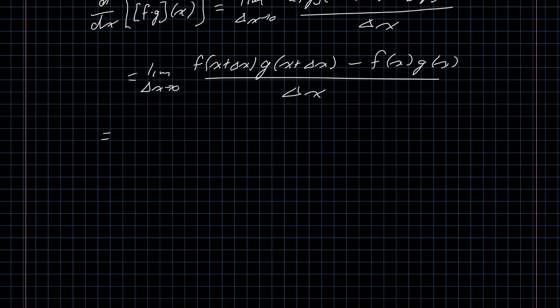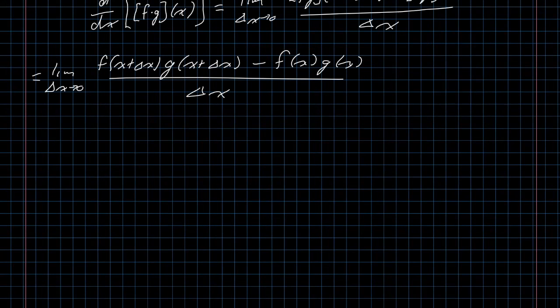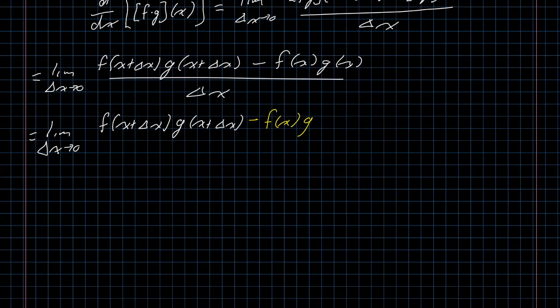And then in our next step, we will use mathematicians' favorite trick, inventing something that wasn't there. I'm going to actually slide this all the way over to the left side of the screen because this is going to be a very long line. I am going to invent something that was not there. I am going to just randomly subtract f of x times g of x plus delta x.